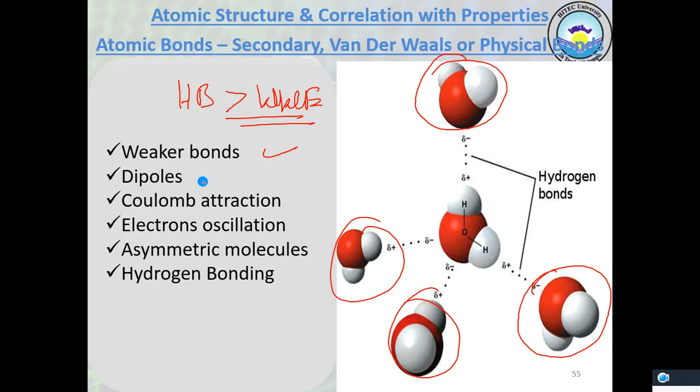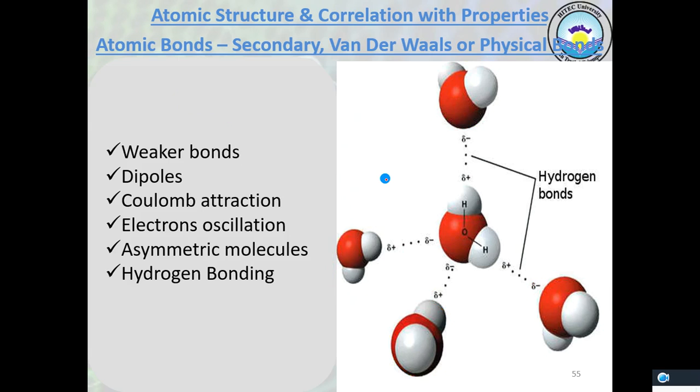They involve a dipole, and because of the creation of a dipole, for example, one end will be positively charged and the other will be negatively charged. So electrons will oscillate, and there will be sharing of the bonds, and it will result in the formation of hydrogen bonding.